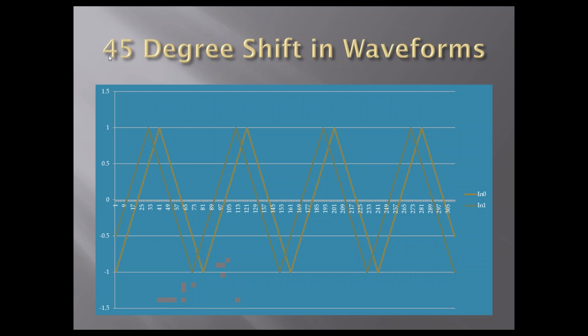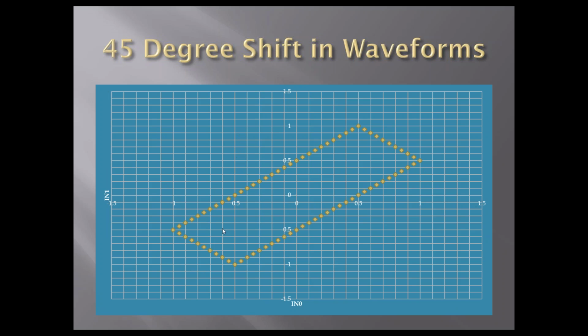So as we move on here, I've shifted the data by about 45 degrees. So you can see they're just offset a little bit here. And we're going to do the same thing here. Here is the plotting of in 0 versus in 1. You can see it forms this kind of rectangular box, which shows that the data is not completely correlated. You can see there's some form of correlation here, but there are at least two different dimensions to this box.